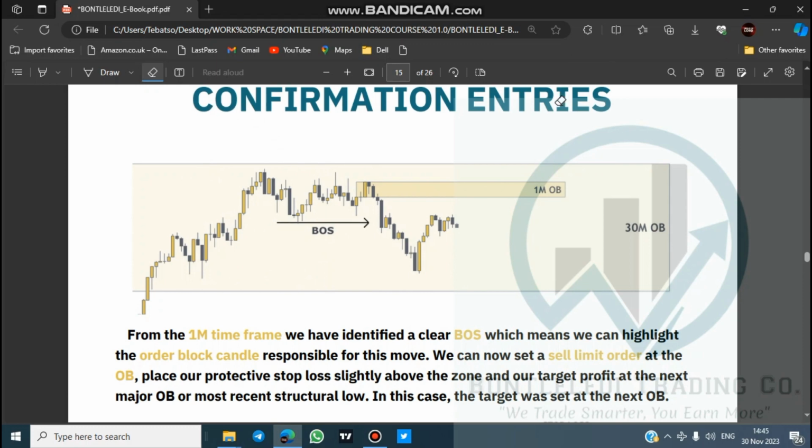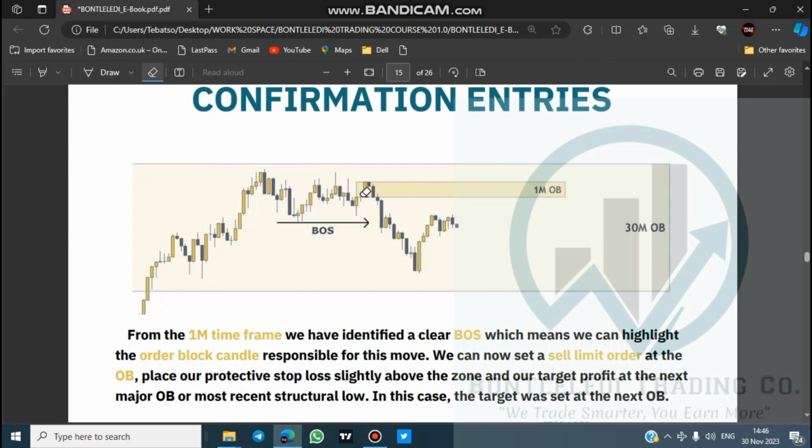The confirmation entry. Because you want to refine your order block, you go through, let's say, the 1 minute. On the 1 minute you jump in and look for the break of structure. After the break of structure, you identify your order block. So this closed below what? This. Now there was an impulsive move. It broke below and closed below.